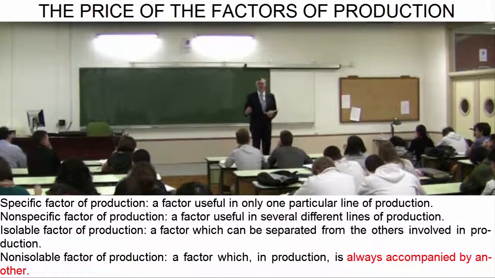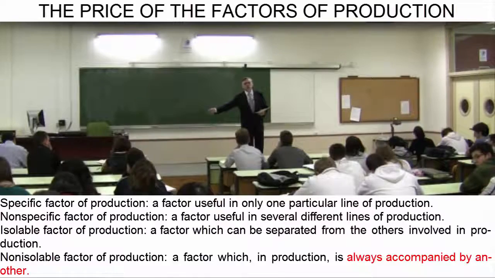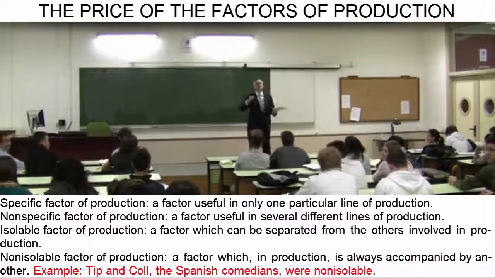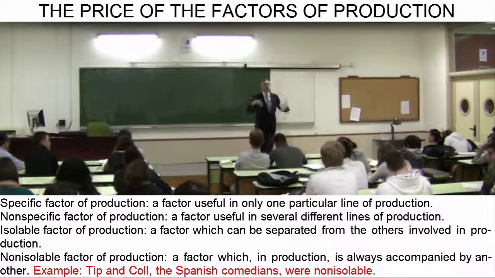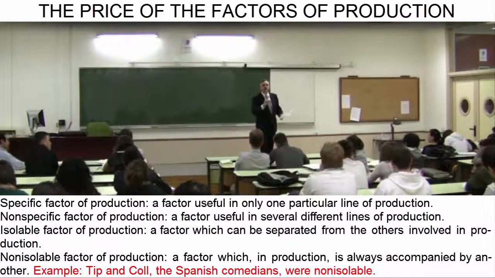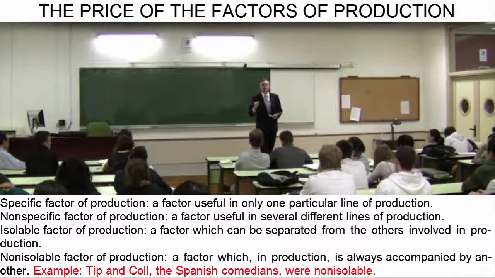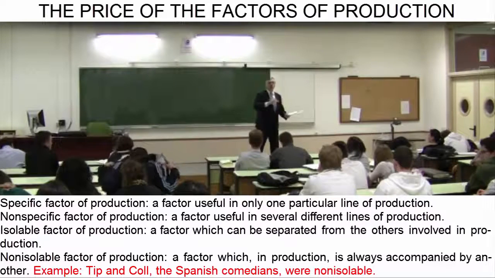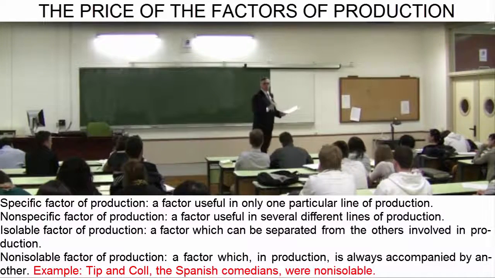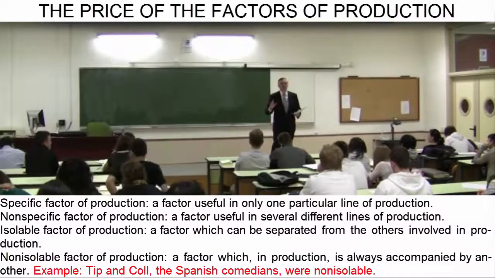For instance, consumers view the Spanish comedy duos Cruz and Raya, Martes and Trece, and Tip and Col as single units, and their members as non-isolable factors of production. Cruz could conceivably become a successful comedian independently of Raya, or Tip independently of Col, but it would not be the same. Tip and Col, Martes and Trece, and Cruz and Raya are products, and their members are non-isolable factors of production.